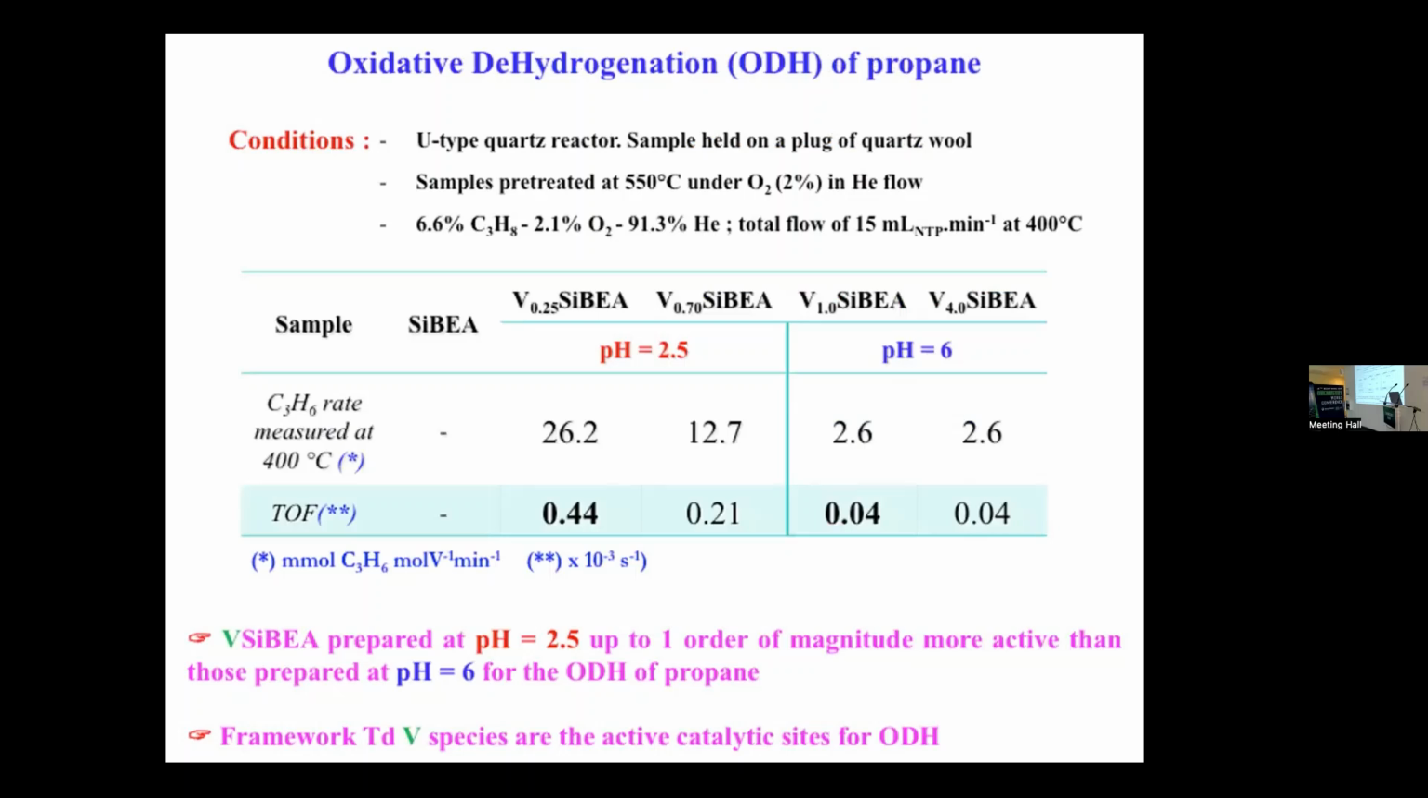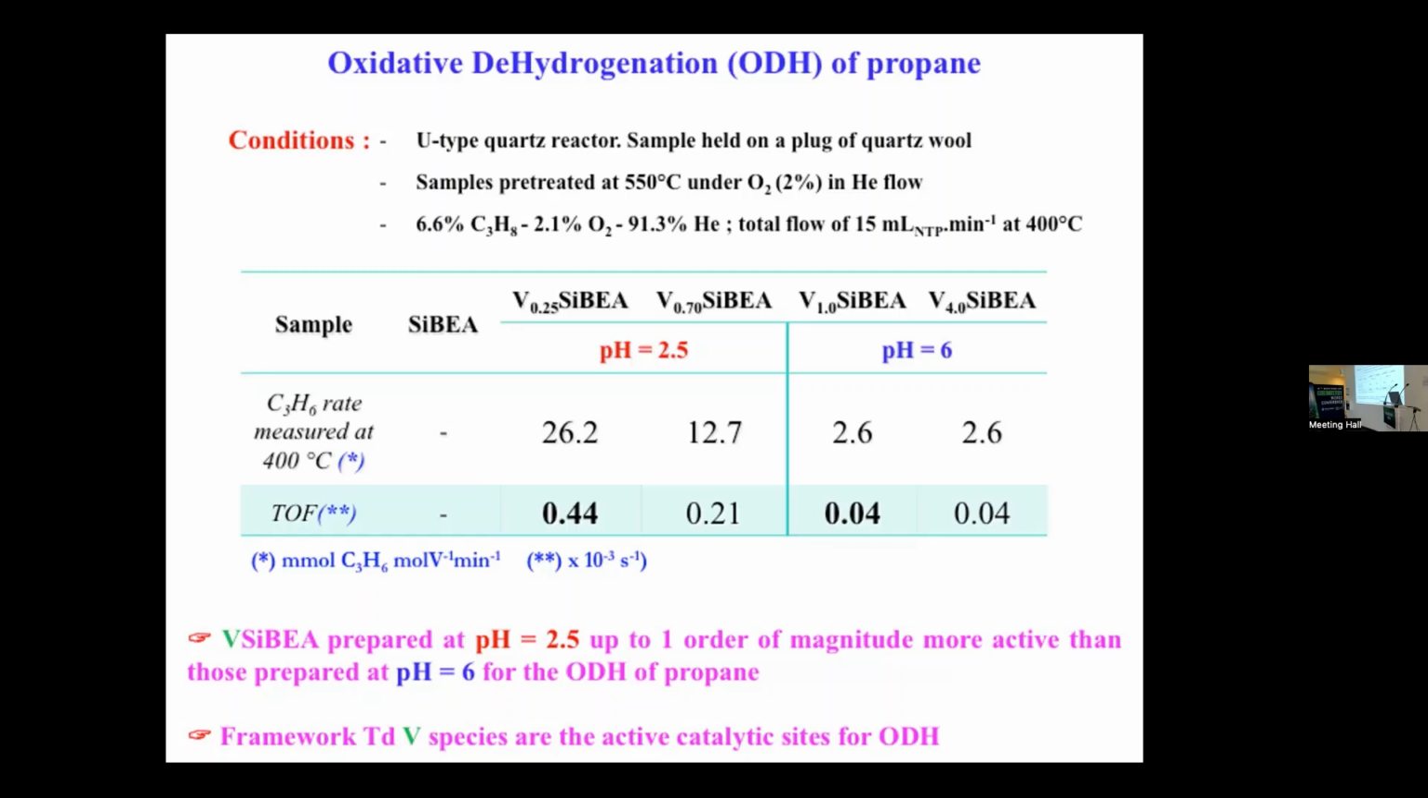So we use this catalyst for the oxidative dehydrogenation of propane reaction. Here we have the results of this reaction. We can see that in the case of vanadium AlBeta zeolite prepared at pH 2.5, the propene formation rate is 10 times higher than in the case of preparation at pH 6.